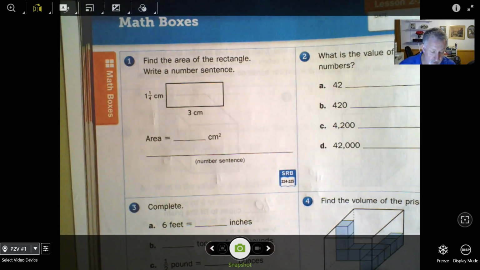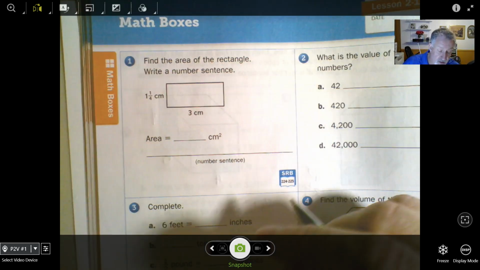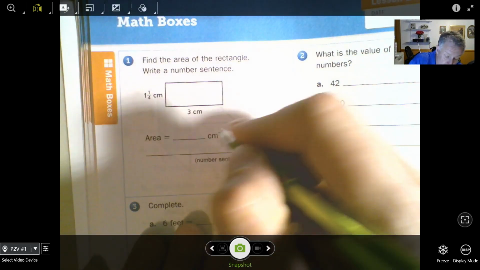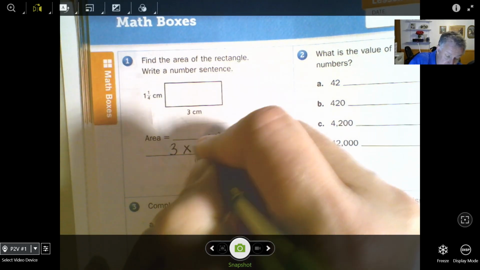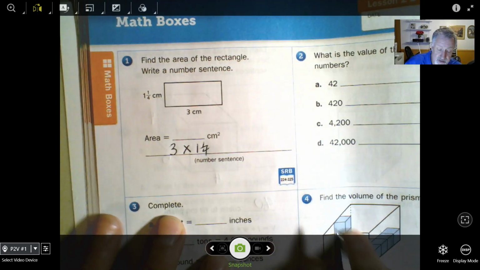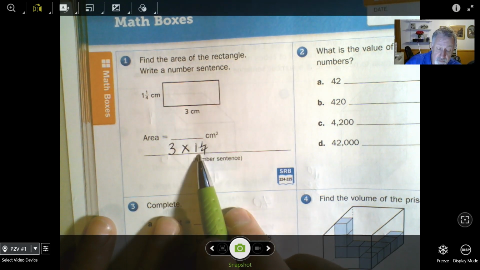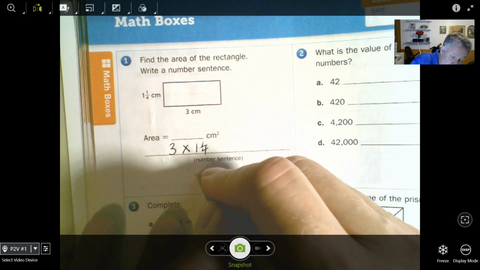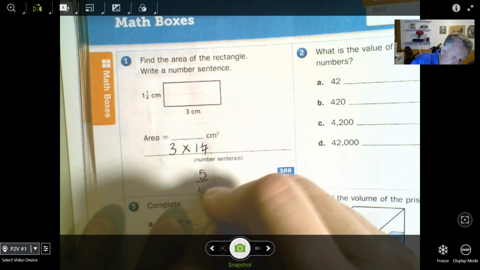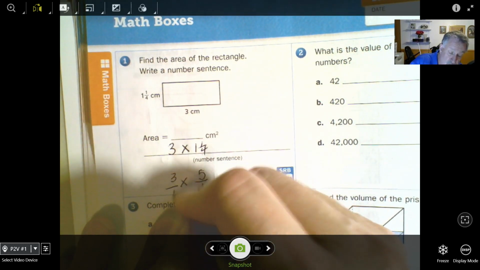Page 40, number 1. Find the area of the rectangle. Write a number sentence. Okay, so area is length times width. So my number sentence is going to be 3 times 1 and 1/4. But when I actually multiply that out, it's easier for me if I change this number into an improper fraction. Okay, so 1 times 4 is 4, plus the 1 up top. My numerator is 5. My denominator is 4, multiplied by 3 over 1.